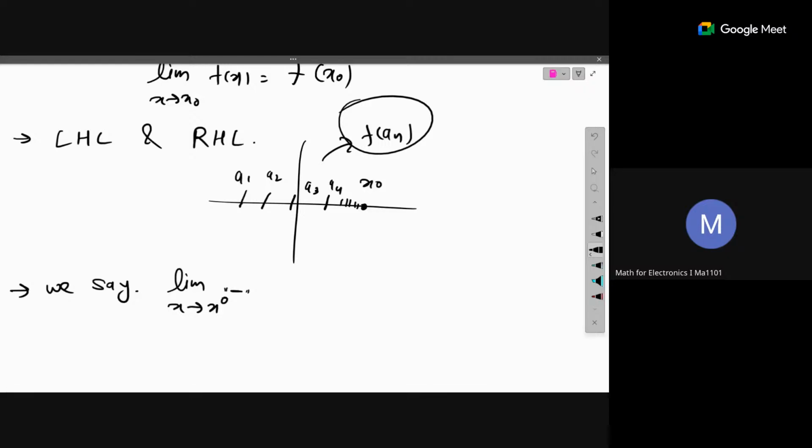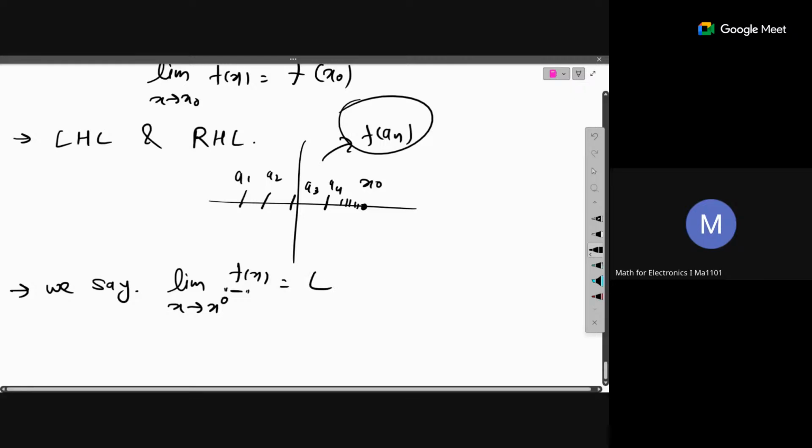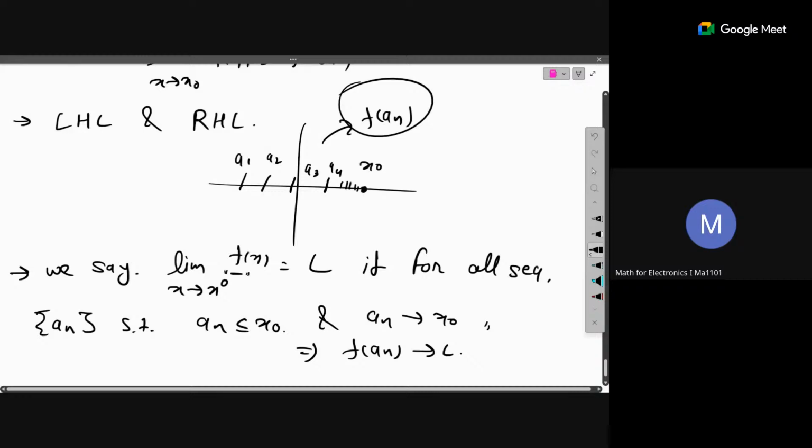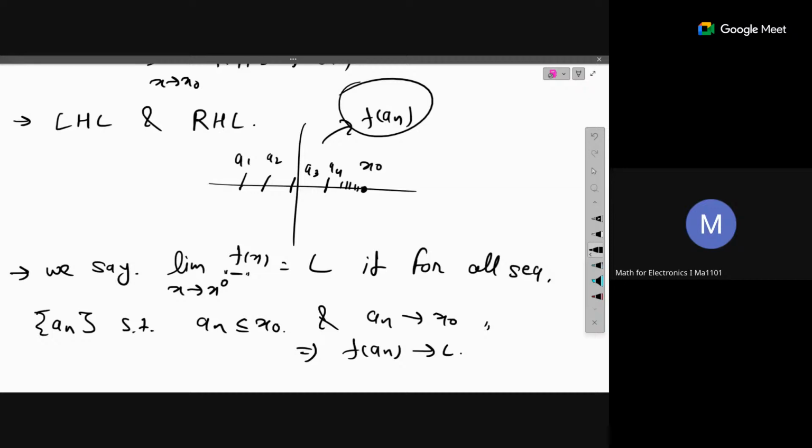So the limit as x goes to x naught minus of f of x equals L if for all sequences an such that an is less than or equal to x naught, because then only will an lie on the left hand side of x naught, and an converging to x naught implies that f of an converges to L. This is the formal definition. If you don't understand, that's also fine. Ultimately, you have to understand that if we approach x naught from the left hand side, where does our function go? That's the main meaning of the left hand limit.